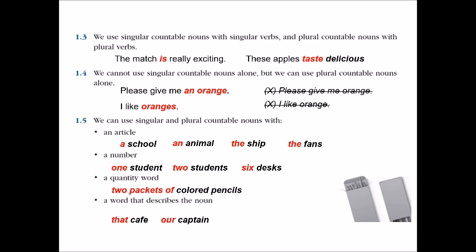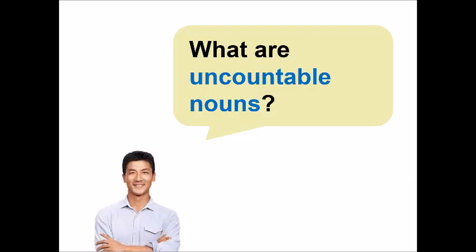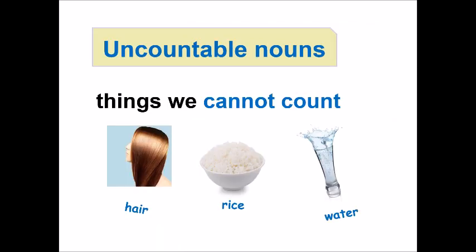You can use singular and plural countable nouns with an article, a number, a quantity word, or a word that describes the noun. So what are uncountable nouns? Uncountable nouns are things we cannot count, for instance, hair, rice, and water.